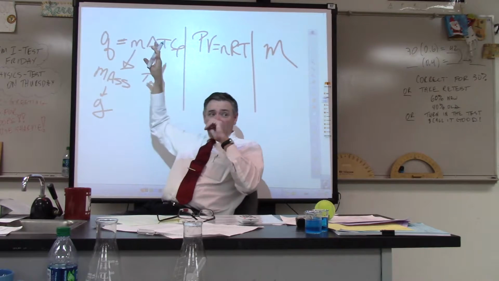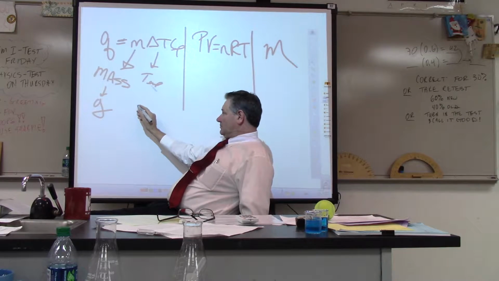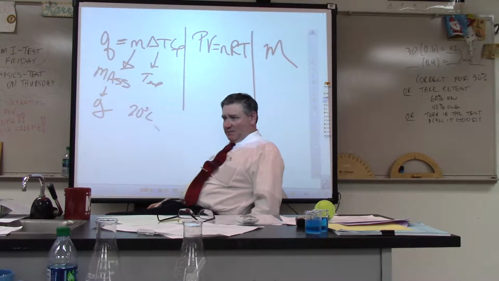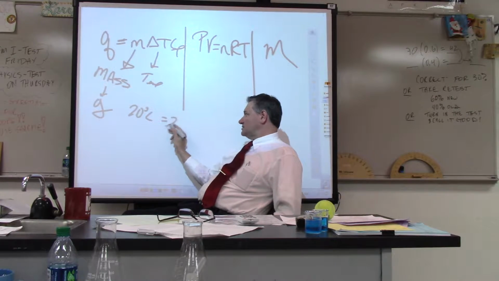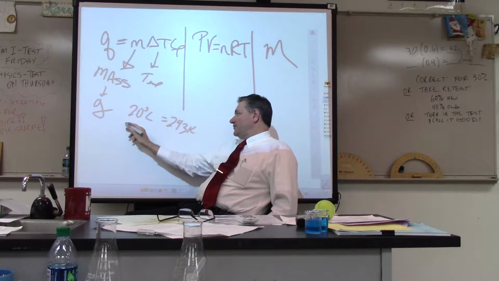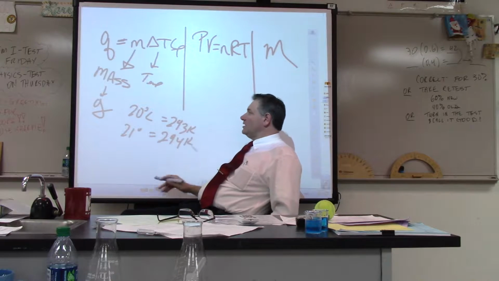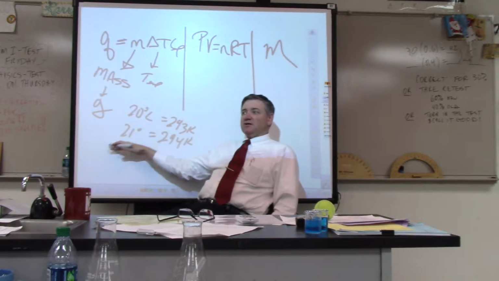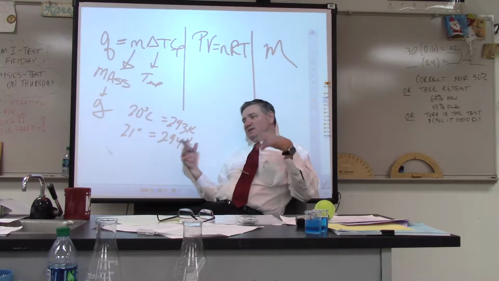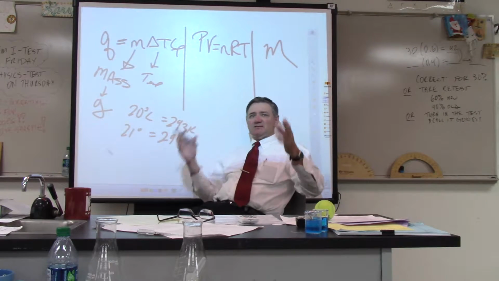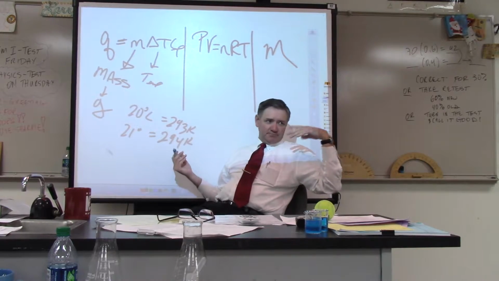Now, temperature can be measured in either Celsius or Kelvin, because it doesn't make any difference, and here's the reason why. If you're at 20 degrees Celsius, how many Kelvin is that? 293, right? Add 273, so that's 293 Kelvin. If you're at 21 degrees Celsius, that's 294 Kelvin. So if the temperature changes by 1 degree Celsius, it also changes by 1 degree Kelvin, because it's just an addition. Because it's a change in temperature, it doesn't matter whether you work in Kelvin or Celsius. It's going to be the same amount.